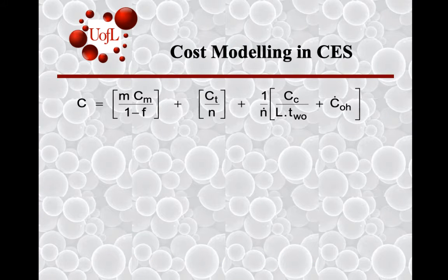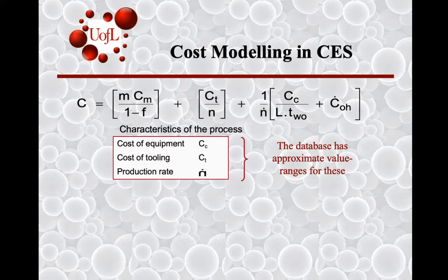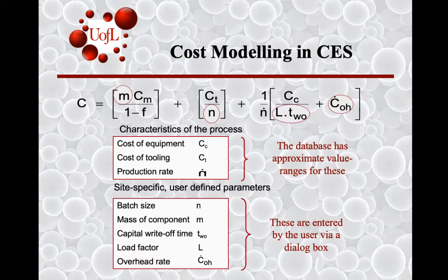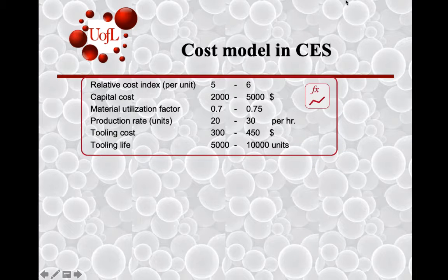So your CES software allows you to input costs for all these different parameters, and number values for all these different parameters, most importantly. And the database has approximate value ranges for each of these through extensive analysis based on practice. In addition, you can enter some of these parameters by a dialog box. That box looks like this, the FX term over here as a button. When you go to any particular process, you can vary these parameters within the range that's provided.